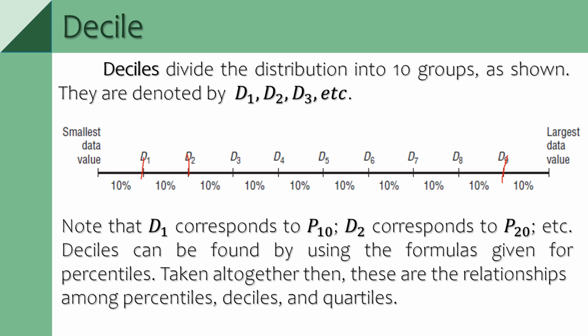So, sa decile, hindi tayo gagamit ng ibang formula diyan. Yung formula na gagamitin natin to get the decile, okay, yung sa percentile din, kaya lang by tens. Okay, so kung si first decile, correspond siya sa 10th percentile. Kung si fifth decile, correspond siya sa 50th percentile. Kung si 7th decile, correspond siya sa 70th percentile. So, yun lang ang gagamitin nating formula.